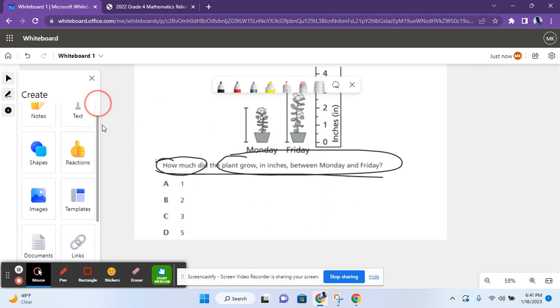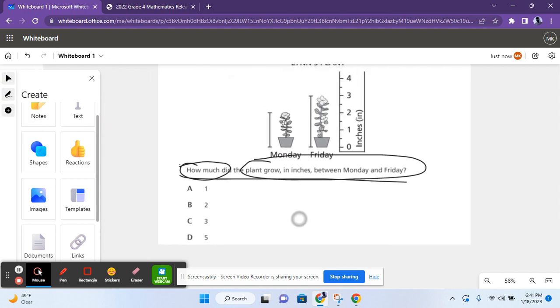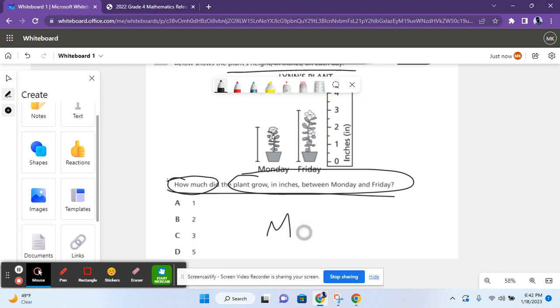So on Monday, we see that the plant was 2 inches tall. On Friday, we see that the plant is 3 inches tall. And you can tell because if you take this and you extend it, you see 2 inches. If you take this, you extend it, you see 3 inches. 3 minus 2 equals 1. So in the span of time between Monday and Friday, the plant grew 1 inch.